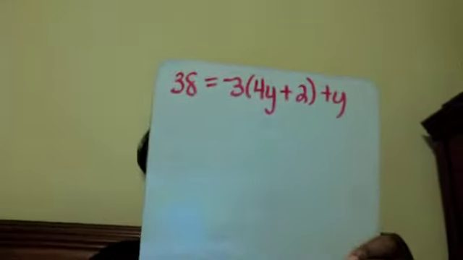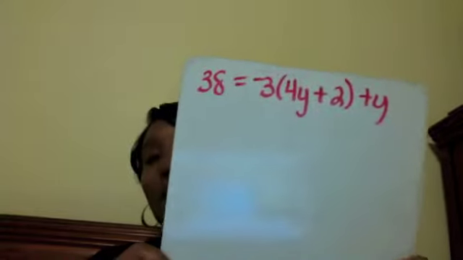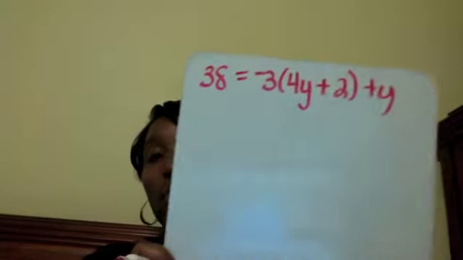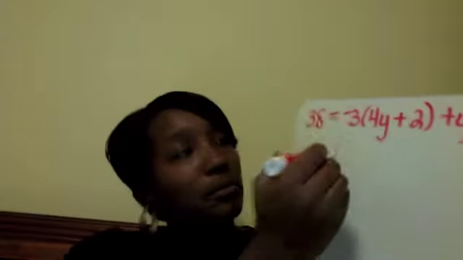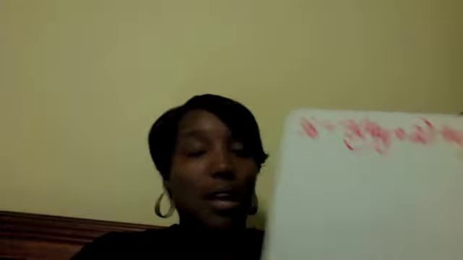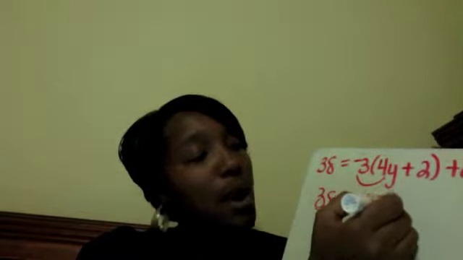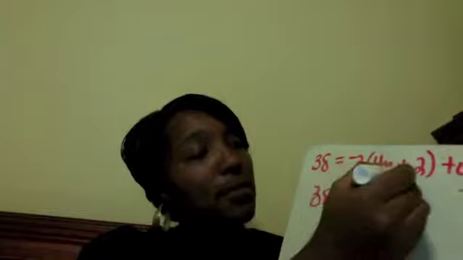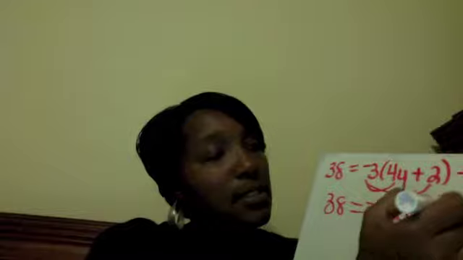Okay. Our next example is just a little different. It will require you to combine like terms as well as use the distributive property. So our first step, we have to use the distributive property. So this is going to be negative 3 times 4y, which is negative 12y. Also multiply negative 3 by a positive 2. That's going to give me negative 6. Bring down the plus y.